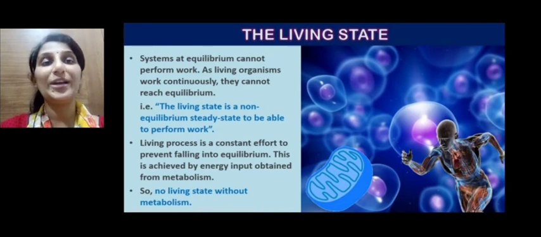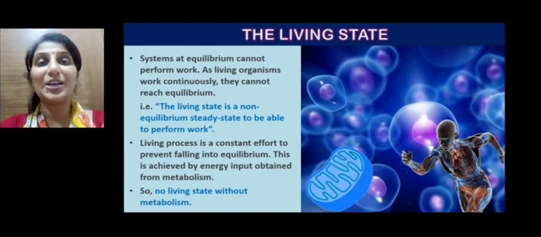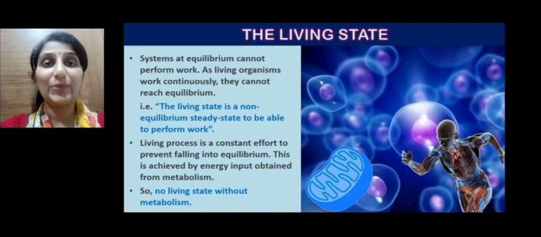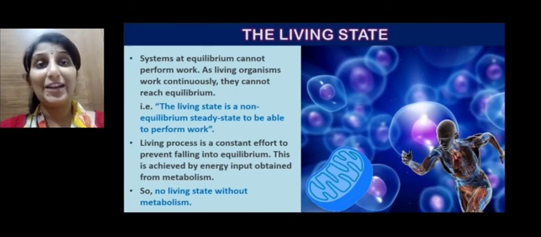Systems at equilibrium cannot perform work. When a system is at equilibrium, it cannot perform work. As living organisms work continuously, they cannot reach equilibrium. So a living system is in a non-equilibrium steady state to be able to perform work. It can never reach equilibrium, because once it reaches equilibrium, it cannot do work. But a living system has to do work continuously. So a living system can be defined as being in a non-equilibrium, steady state to be able to continuously perform work.